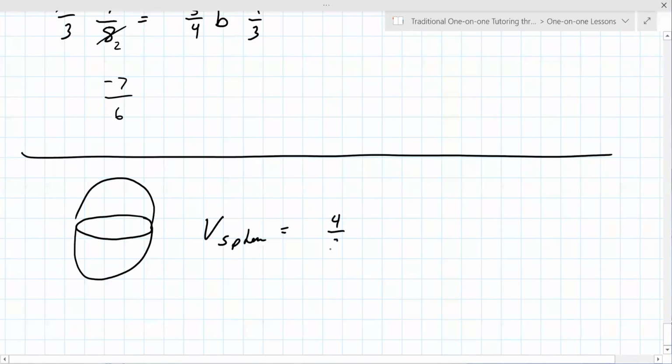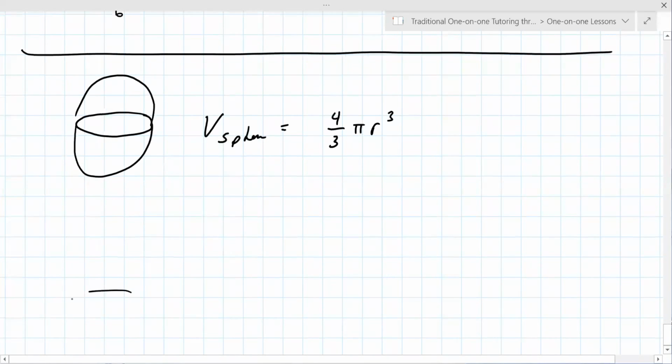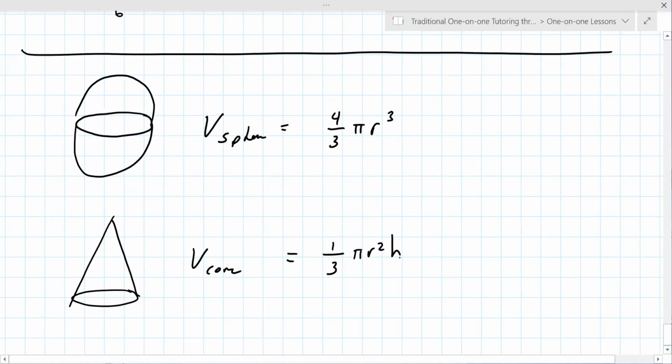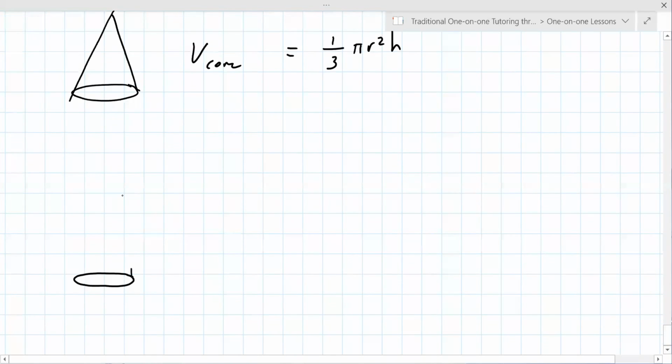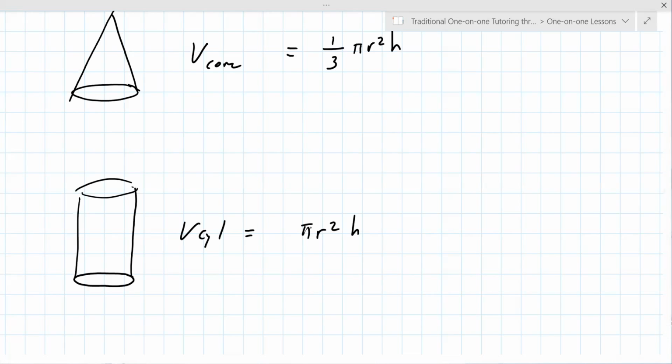Okay, so the volume of a sphere is 4/3 pi r cubed. And the volume of a cone, you got to know these if you want to do well, is 1/3 pi r squared h. And then the last one is a cylinder, a soup can, whatever you envision this as. The volume of a cylinder is pi r squared h. You should assume that you're not going to be given these, so you want to be able to know these formulas.